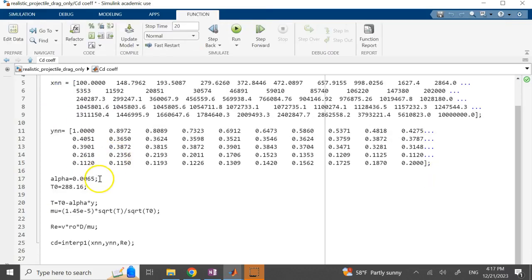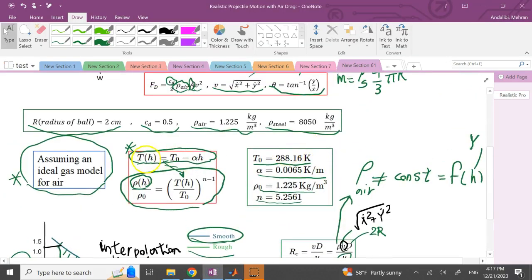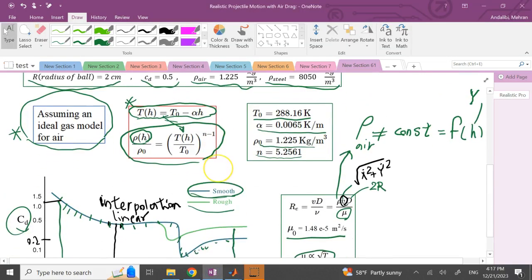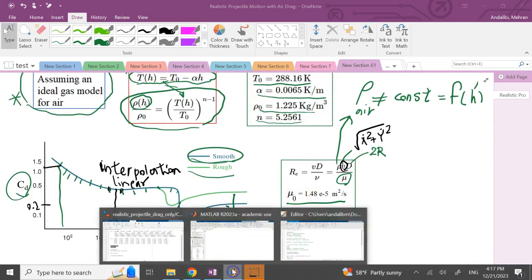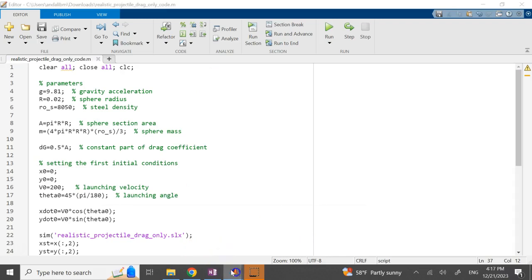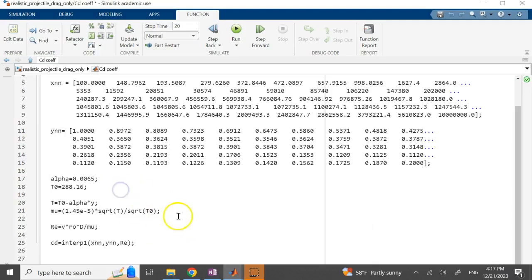And you see here, I calculate my temperature using the same formula I just showed you, that linear drop. I calculate my temperature because I need it for viscosity. And then I calculate my viscosity here, proportional to the square root of T, such that at T naught, the value is mu naught.